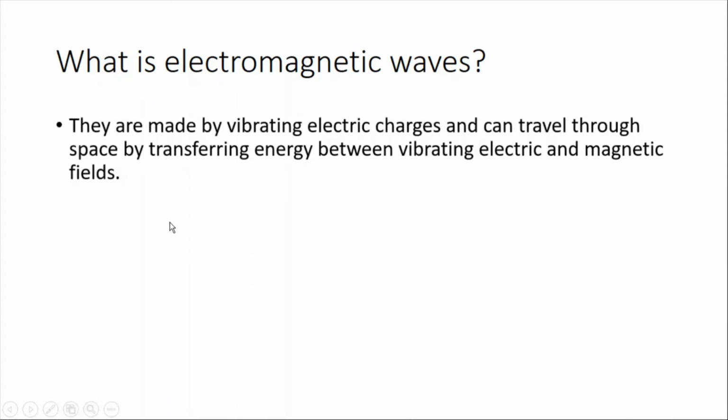What is an electromagnetic wave? They are made of vibrating electric charges. Think of a positive charge vibrating back and forth. When a charge, positive or negative, not important, is vibrating back and forth, electromagnetic waves are produced, and they travel in space by vibrating electric and magnetic fields.